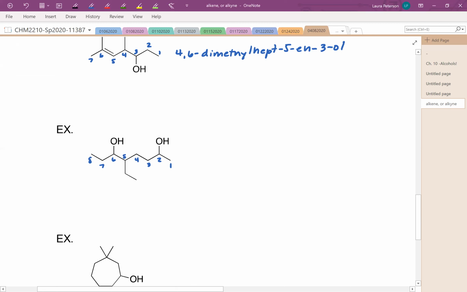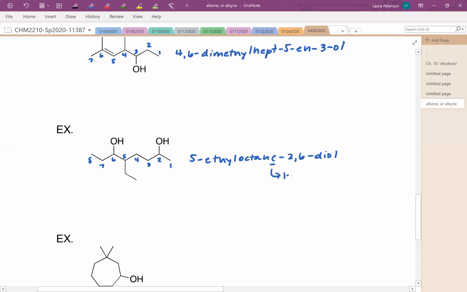So in other words, the number at the ethyl substituent is irrelevant. I'm going to get a lower set of numbers for the alcohols if I number from the right, so that's 2 and 6. It would have been 3 and 7 had I numbered from the left-hand side, which is a higher set of numbers for the OHs. Okay, so then in the written name, we have our ethyl group at position 5. Okay, so 5-ethyl. Parent name is octane. Keep the E ending. We have the alcohols at 2 and 6, so 2,6-diol.